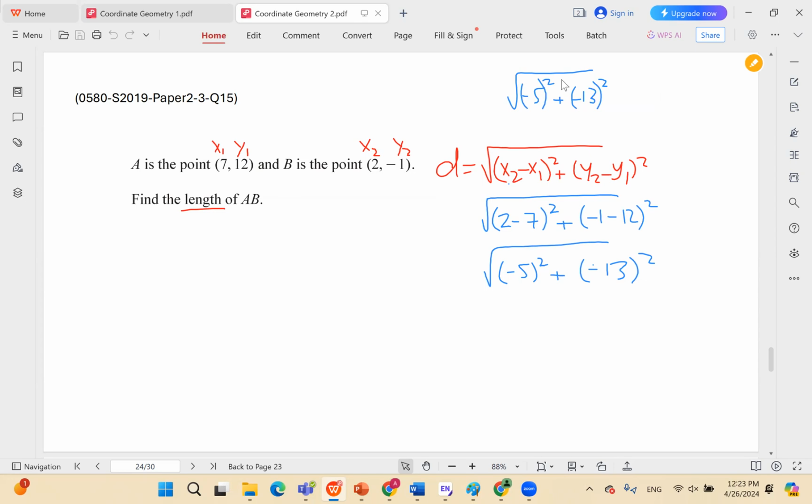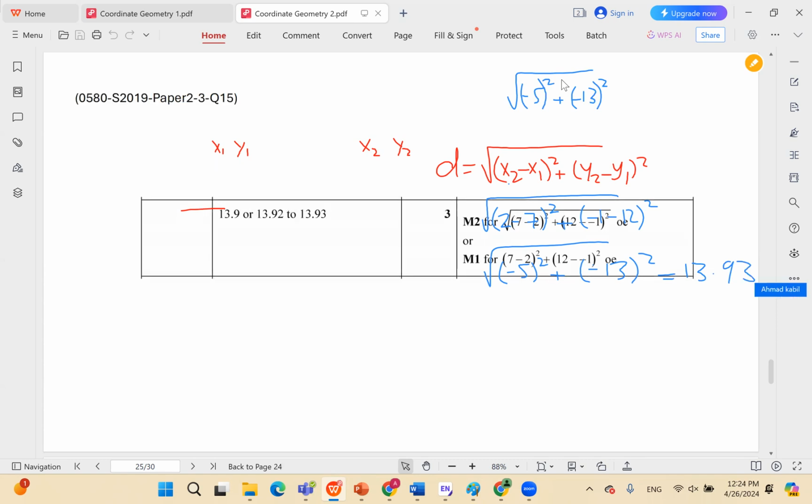So the final answer is 13.93. And this is the correct answer as well.